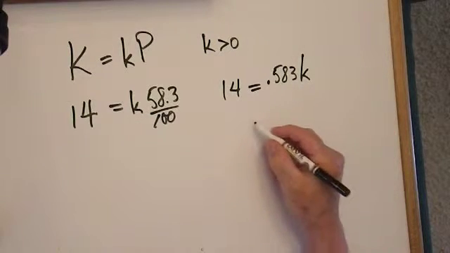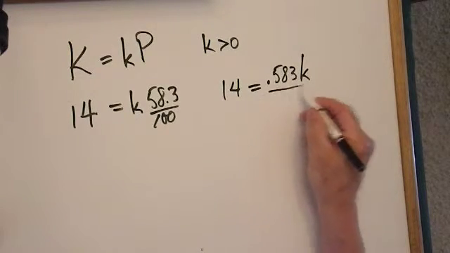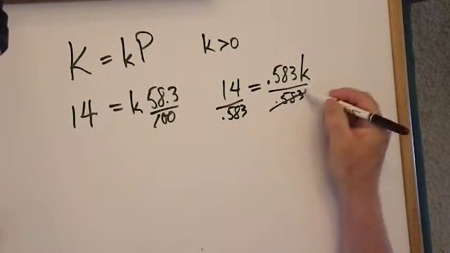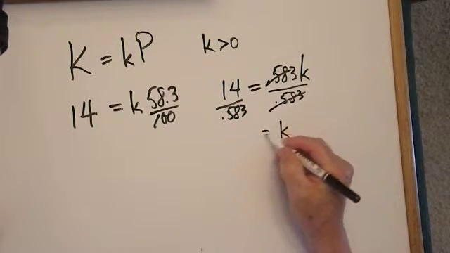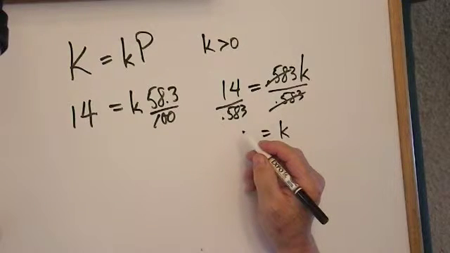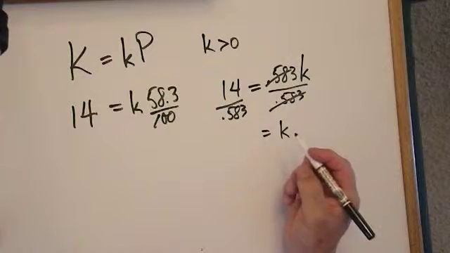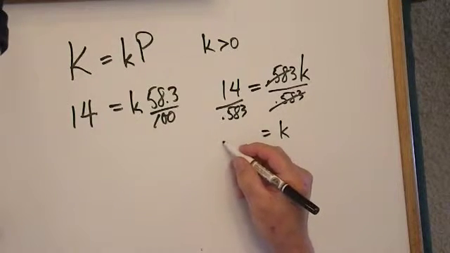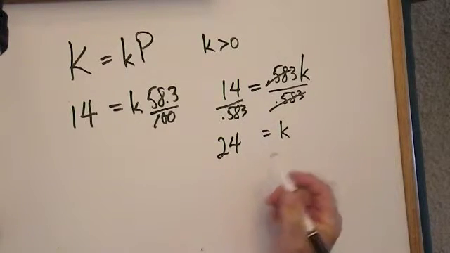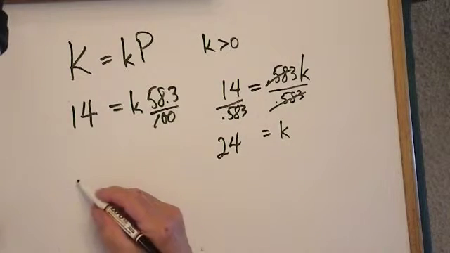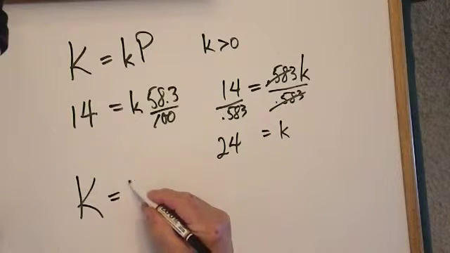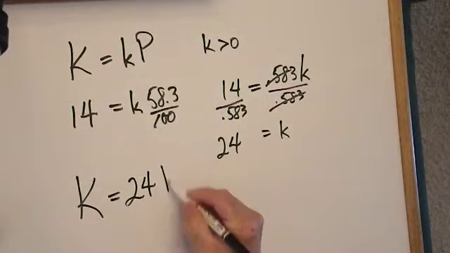If we want to solve that equation for k, we just divide both sides by 0.583, and that becomes 1, so k is equal to 14 over 0.583. If you divide that out, it's approximately 24. It's not exactly 24, but approximately 24. So the proper equation would be K for carat equals 24 P, where P is the percentage of gold.